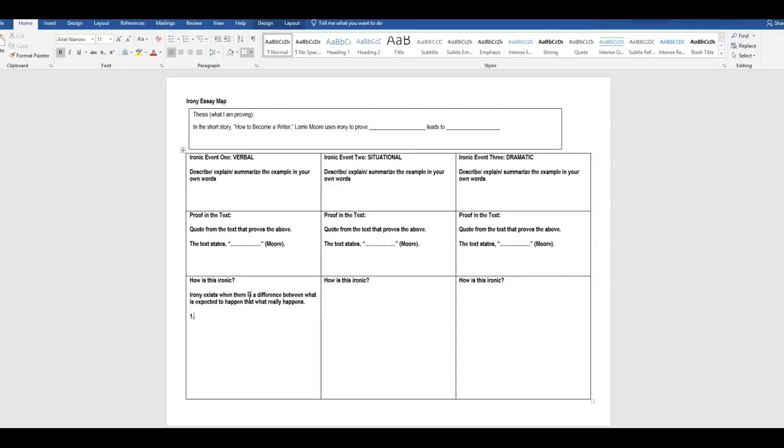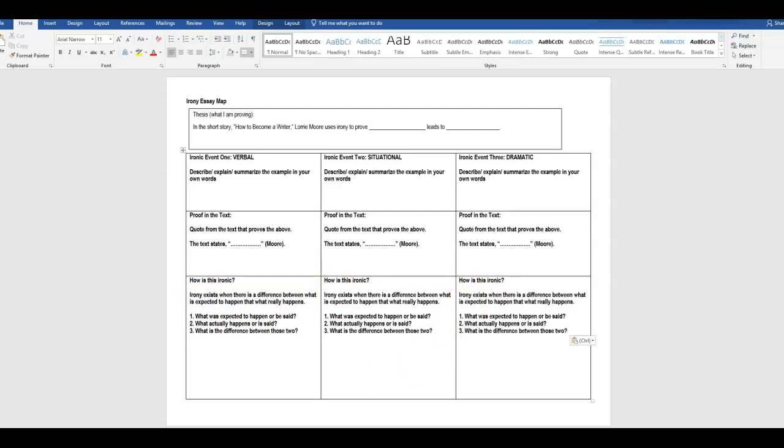So here are the things that you have to tell me. What was expected to happen or be said? Okay. Then tell me what actually happens or is said. And then what is the difference between those two, okay? So all of this right here answers number 3 on your How to Write document.